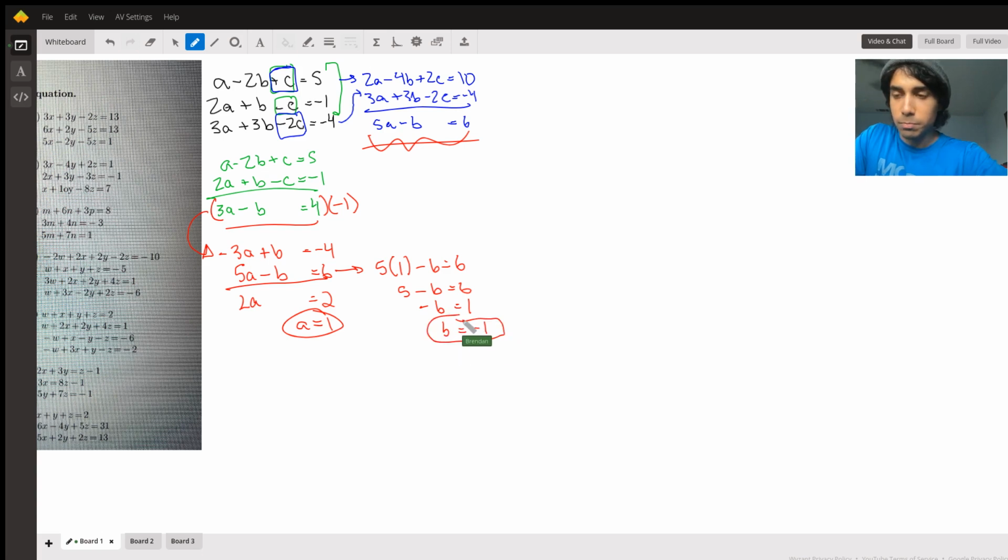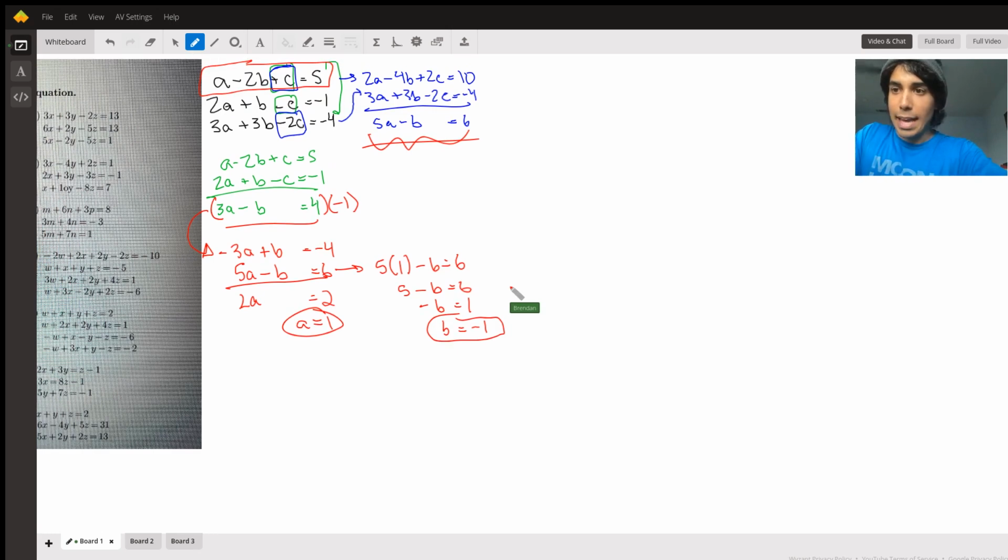All right, last step. We haven't solved for c yet, so we'll go back, plug into one of our original equations and solve for c. I'll just use this first one here again. It doesn't matter which one. I'm going to use the top one. So I have a, so that's 1, minus 2b. So minus 2b, which is negative 1, plus c equals 5.